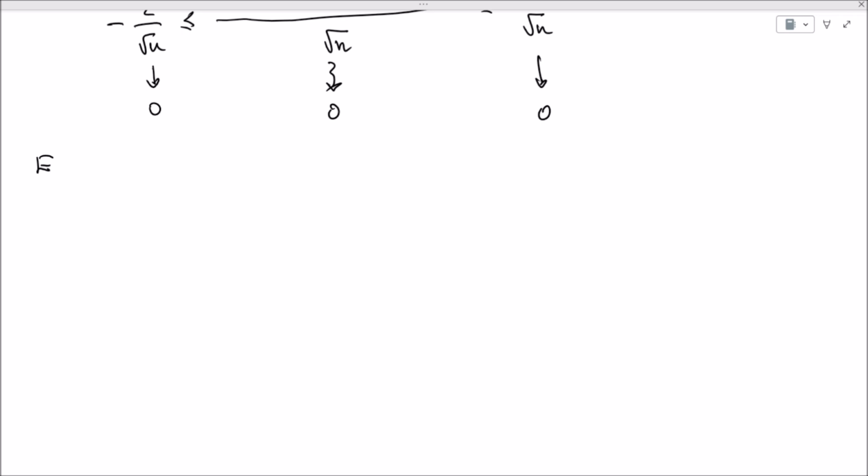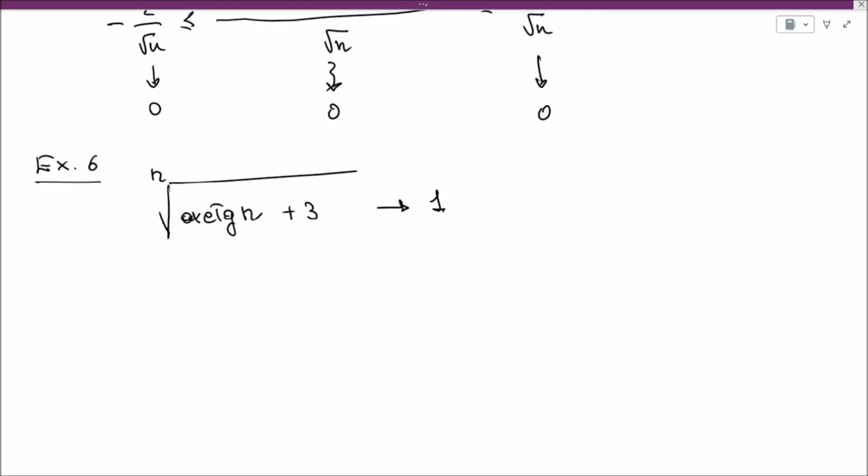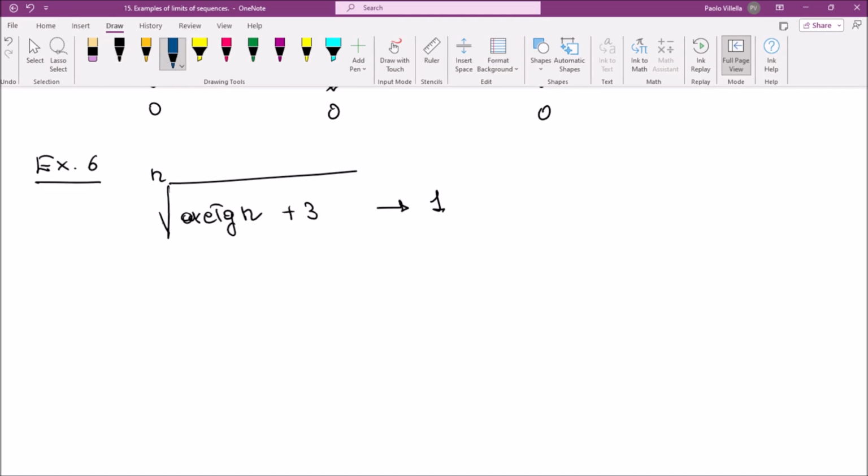Let's go to another example, example 6. Let's consider now the sequence nth root of arc tangent of n plus 3. Well, this will go to 1. Okay, how can we prove this? Let's give a formal proof of this.